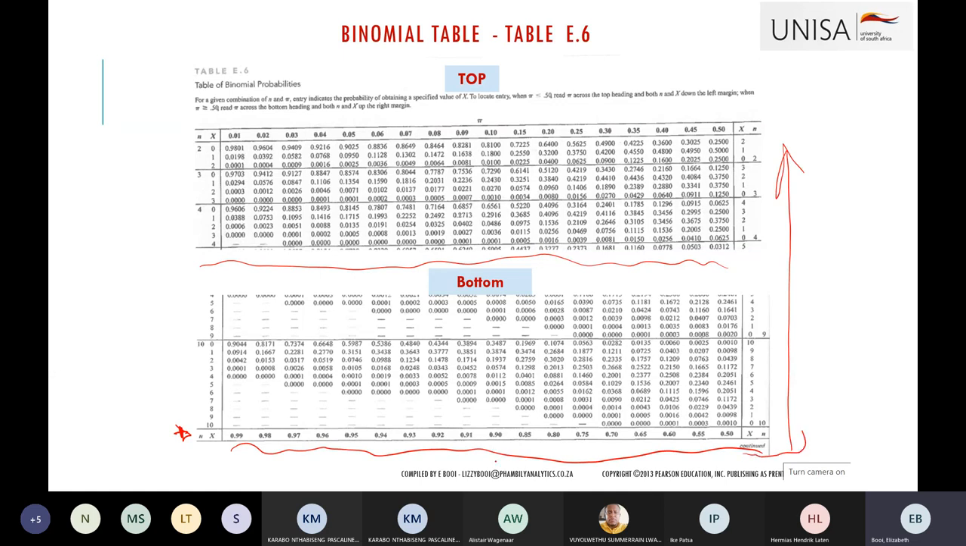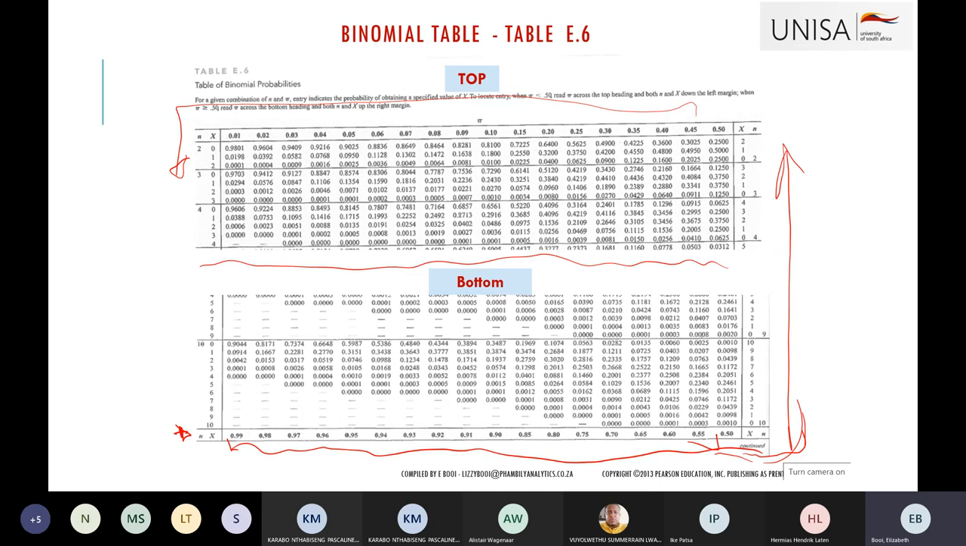So it means when you read the probabilities of more than 0.50, you will use the bottom part to read your table. If you're using probabilities between 0.01 and 0.45, you use this, so let's say from here to there, you use the left. From 0.9 to 0.55, you use the right. For 0.50, you can use either one. It will give you the same answer because it's 50-50.